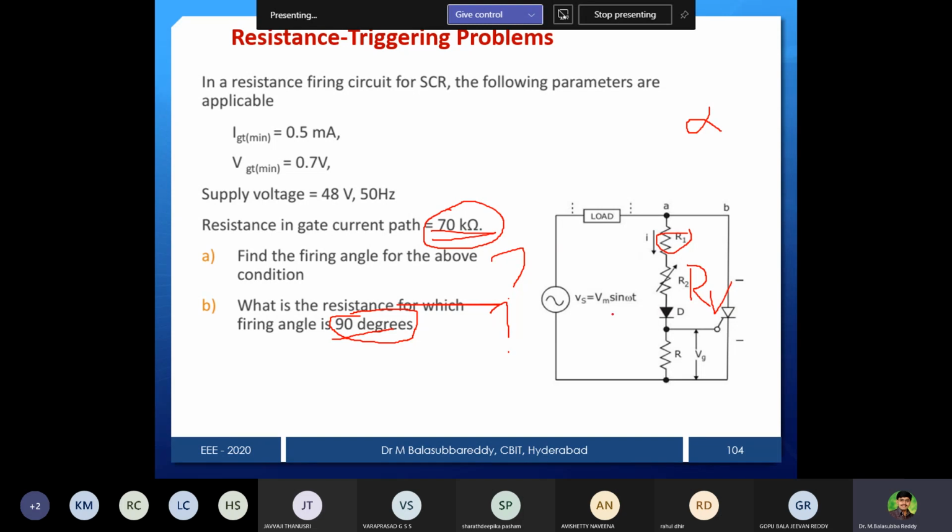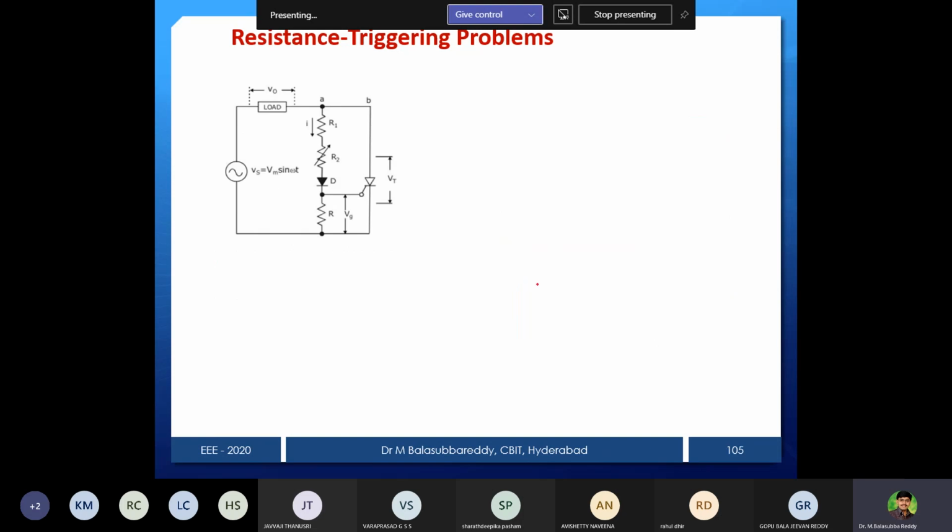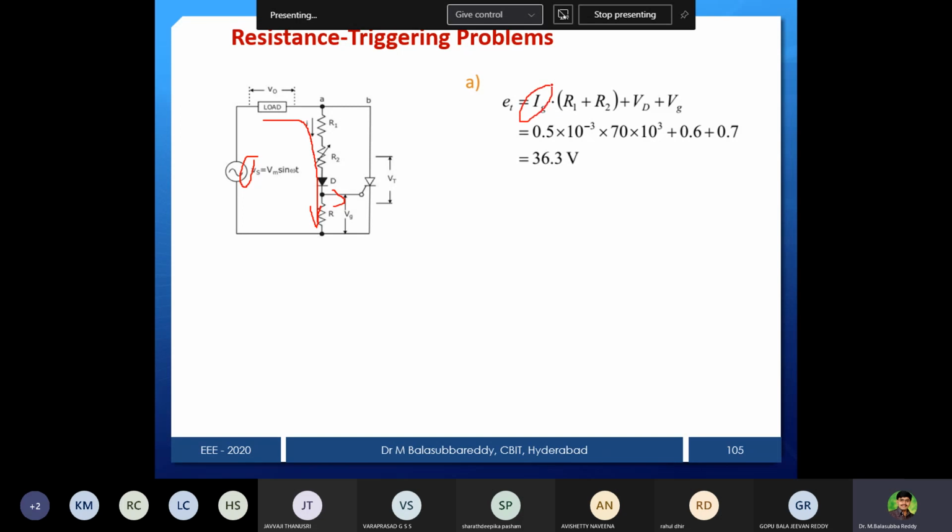Now we will see the first one. According to this circuit, this is an R triggering circuit. And what is the supply voltage? You can see that E is equal to, current will pass like this. In that voltage equation I can write, what is that current? It is the gate current, no? IG into the sum of R1 plus R2, plus the voltage drop across the diode, that is VD, and whatever drop across the damping resistor, that is VG. So this is our actual voltage equation.